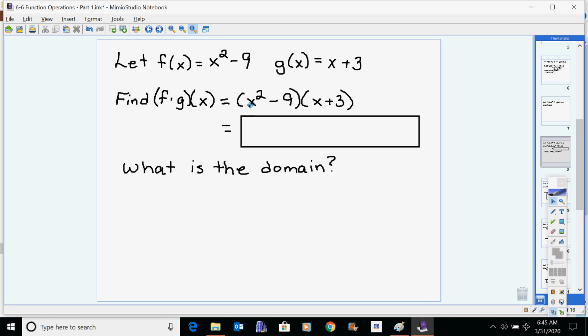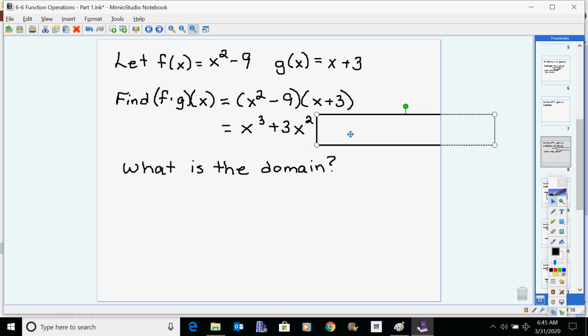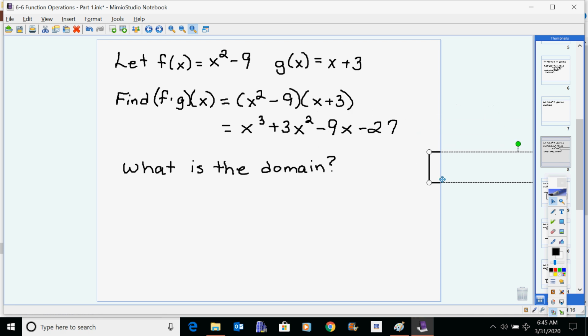This x squared gets distributed, so x squared times x is x cubed. X squared times 3 is 3x squared, minus 9x minus 27. Nothing here can get put together, but you always do look for your like terms to put together.